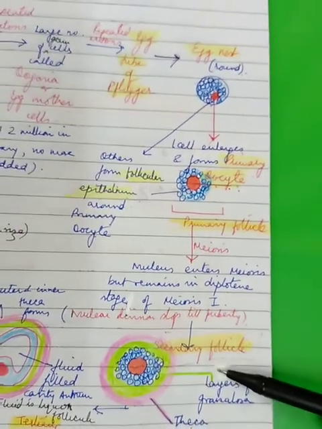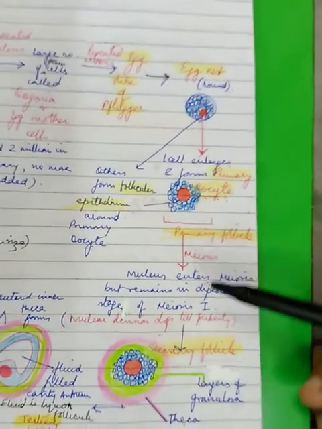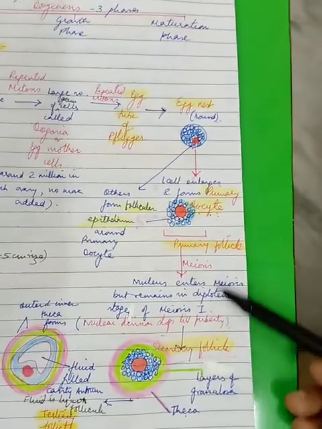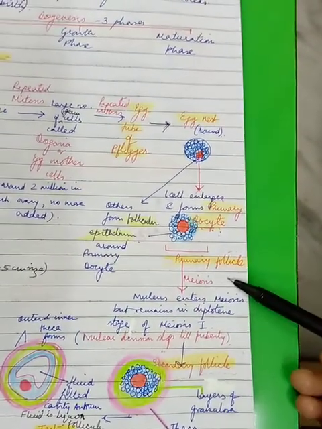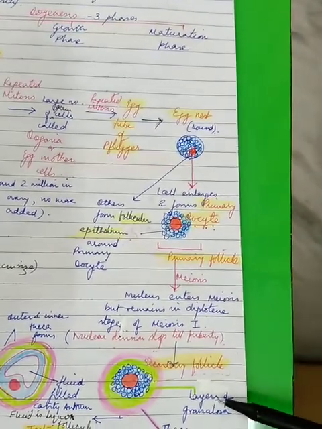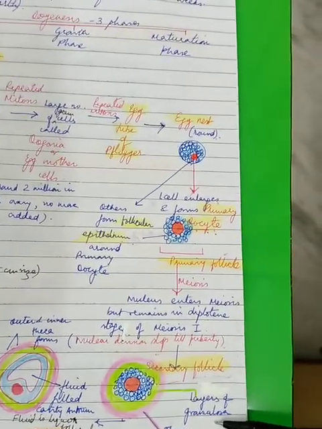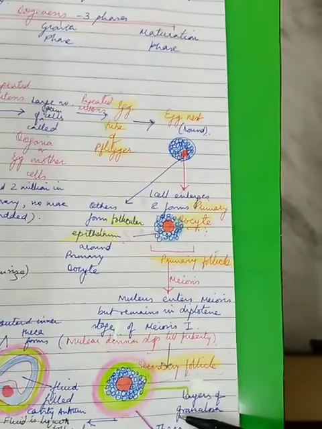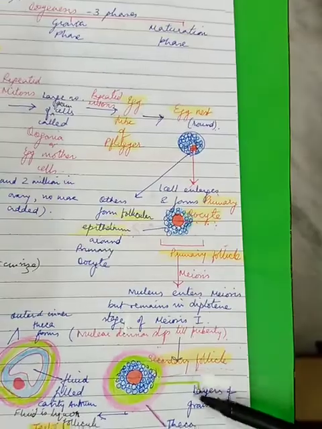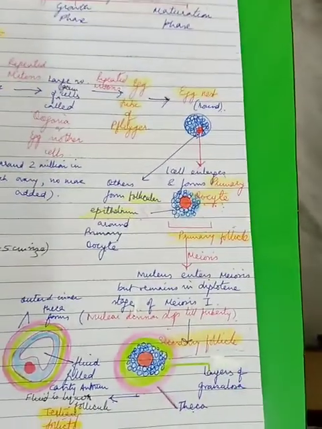So when these two layers are added upon the primary follicle, we now call this the secondary follicle. Once again, primary follicle, how did it become secondary? First thing I told you, the nucleus which had undergone meiosis remained in the diplotene stage and got surrounded by layers of granulosa and theca. And certainly it entered the stage we call the secondary follicle.